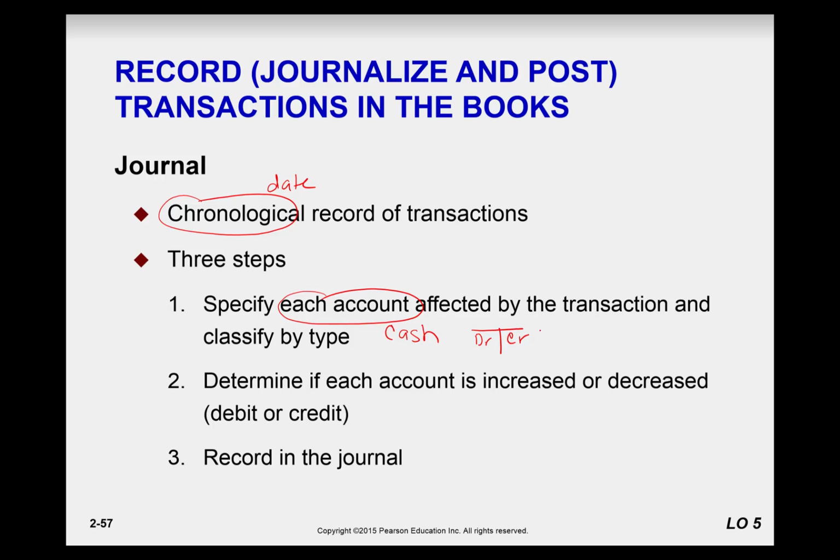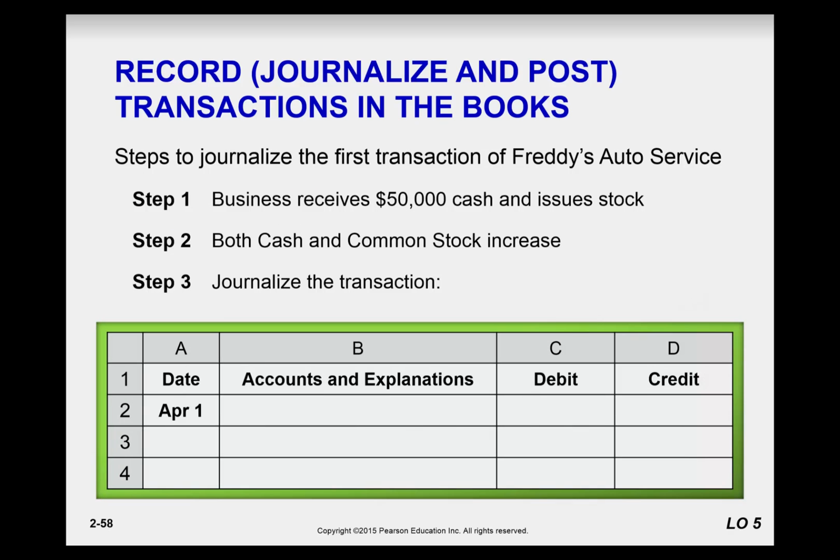Once you know the account, then you need to determine that increase or decrease. So your T accounts will either be an increase on the debit or an increase on the credit. So this side is an increase on the debit and this side is an increase on the credit. And then once you know that, we record the journal. So that's our 3 steps.